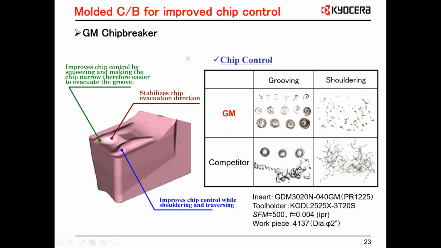Instead of the dots, it basically forces the chip, squeezes it into a narrow channel, makes the chip narrow, easier to evacuate from the deeper grooves, stabilizes the chip evacuation direction, and it improves the chip control while shouldering and traversing with this section here. So as you can see, very good chip control with the GM chip breaker. And that's what we just proved even over our product in the last slide.